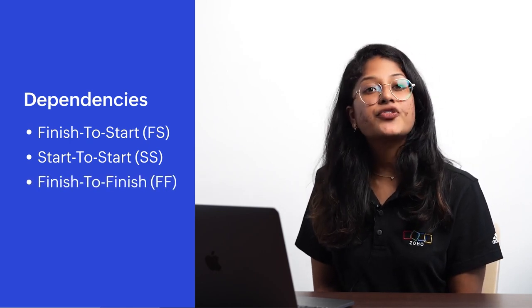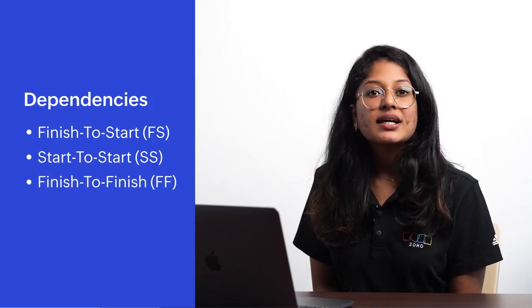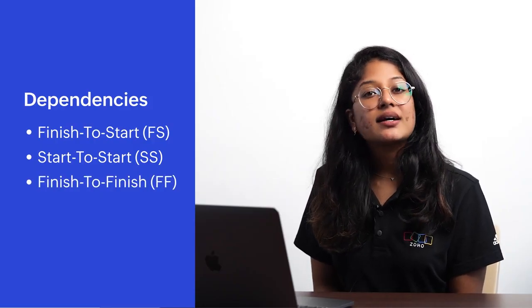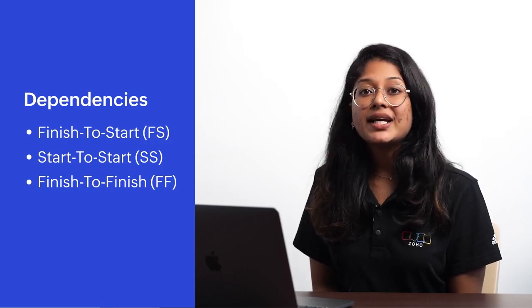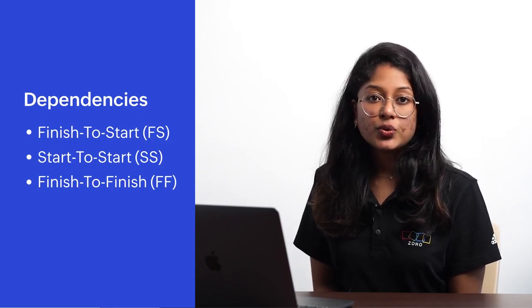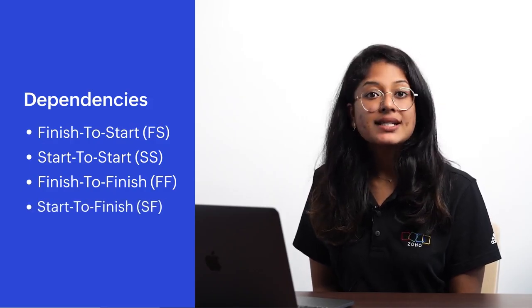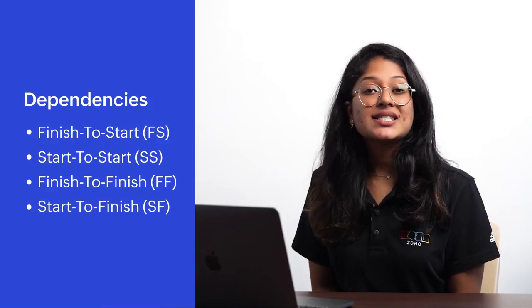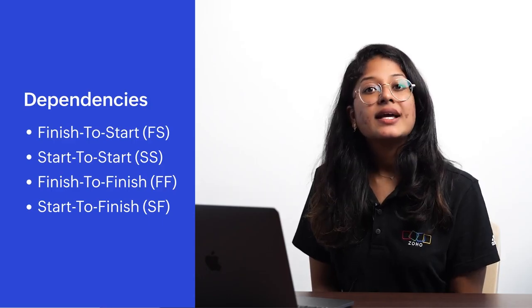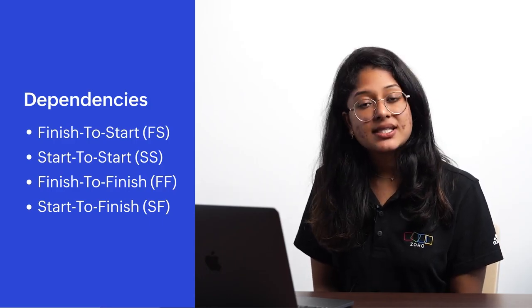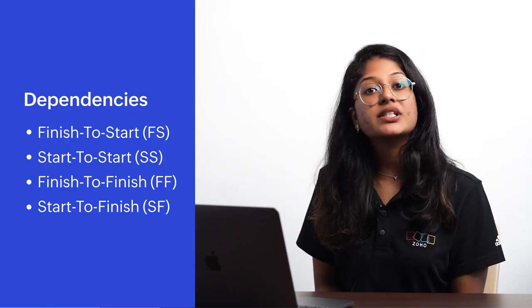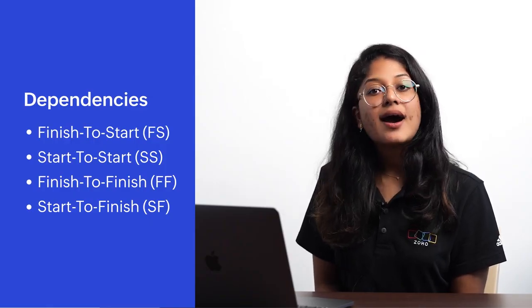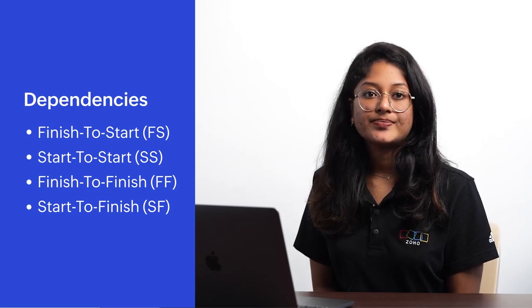Third, the finish to finish dependency. A task cannot be completed until the other task is finished. For instance, error correction cannot be completed until the manager review is finished. Lastly, start to finish dependency. The successor or dependent task can be completed when the predecessor or parent task is about to begin. For instance, publishing the journal cannot be completed until the journal binding starts.